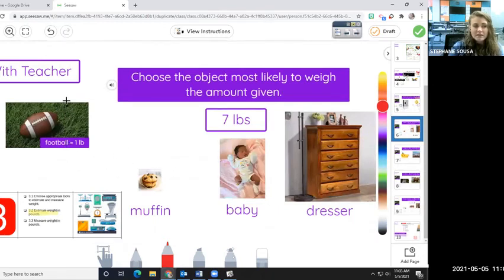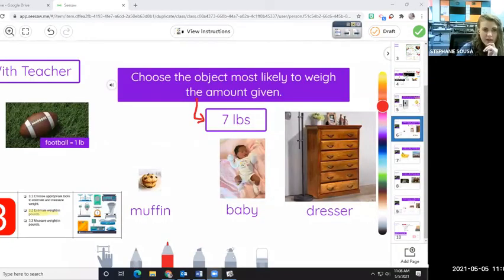On slide 6, we see that a football also weighs about 1 pound. Choose the object most likely to weigh 7 pounds. So this is the amount given. Which of these objects is most likely to weigh 7 pounds? I'm going to send you into a breakout room for a 2-minute conversation, and I want you to be able to explain why. Okay? 2 minutes. Which one is closer to 7 pounds?